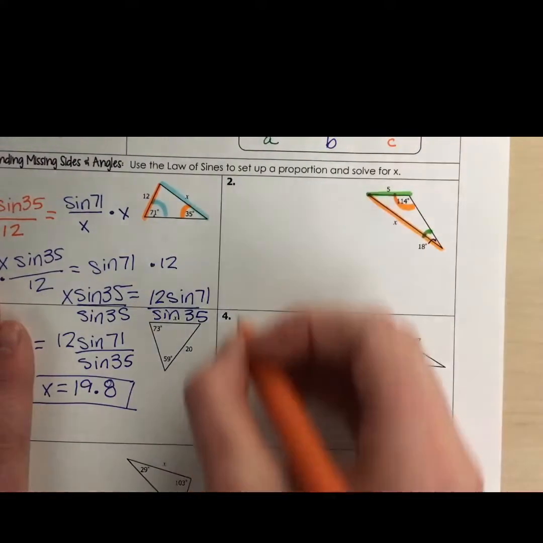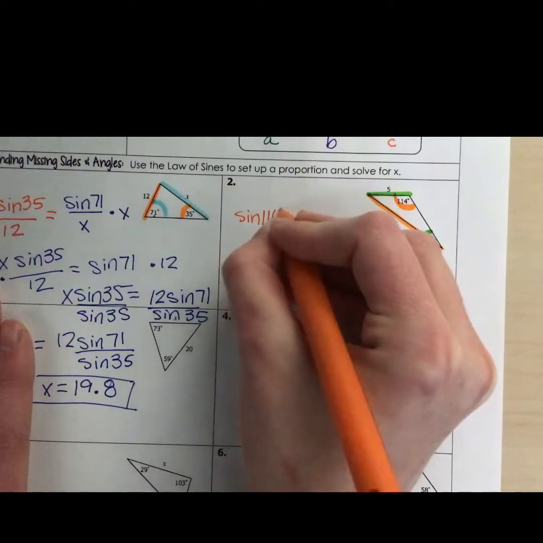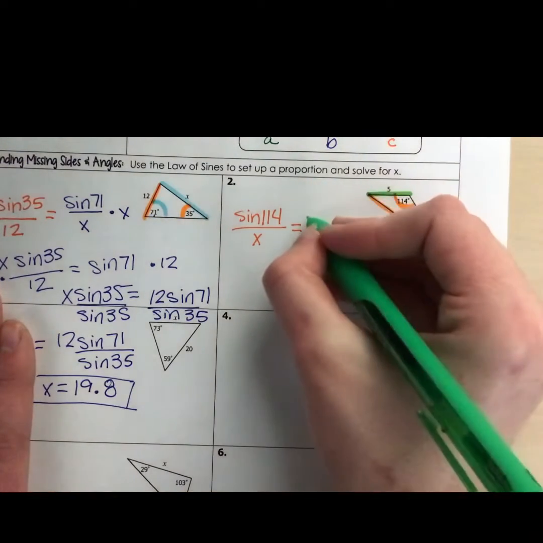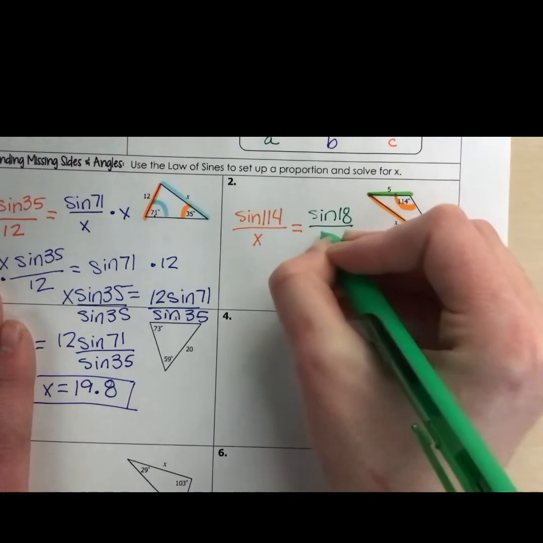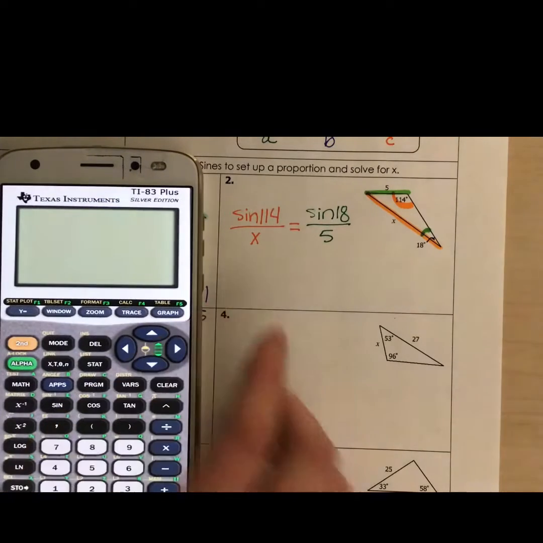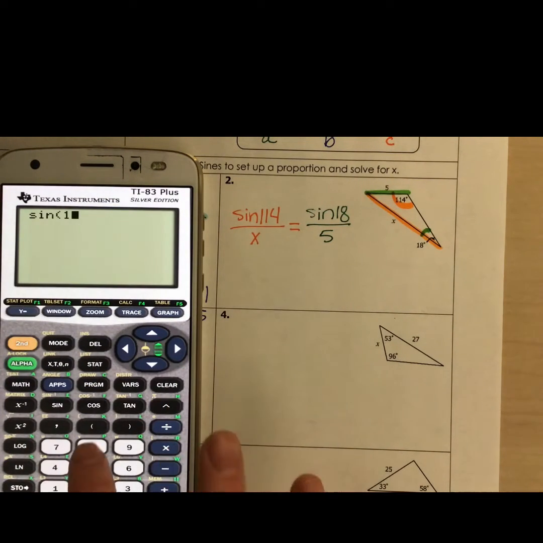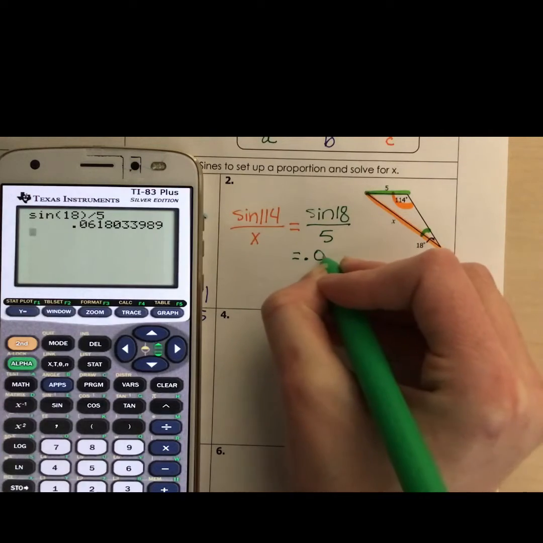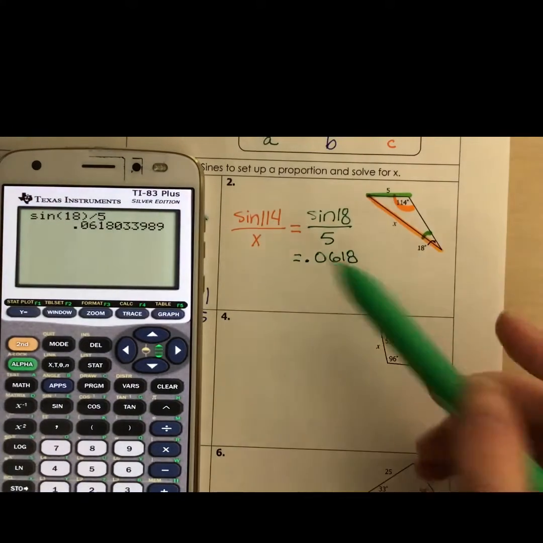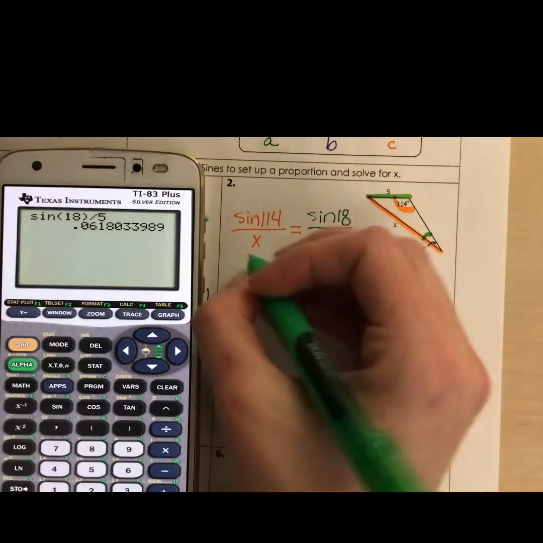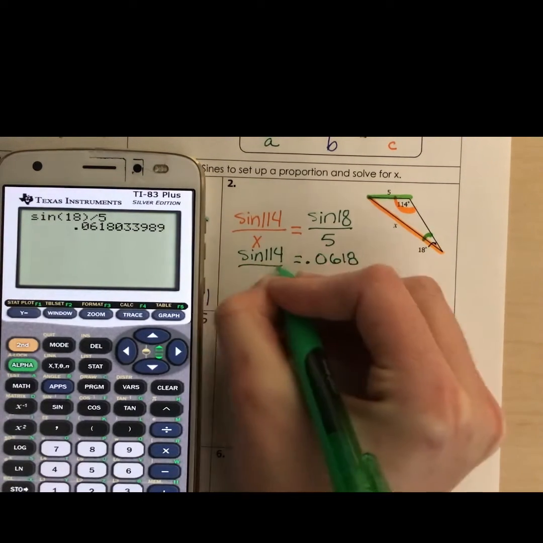I have x with 114, so I put sine of 114 divided by x equals, and then I have 18 opposite of 5, sine of 18 divided by 5. Now you could do this a little bit different than I did the last time. Like I said, our sine function is just a number, so instead of waiting to solve what that is afterwards, we can actually find that right now. I can take sine of 18 divided by 5, and I get 0.0618. And I'm going to go out a little farther with this decimal because I want to be as precise as I can be when I'm rounding that decimal. And now that's going to be equal to sine of 114 divided by x.